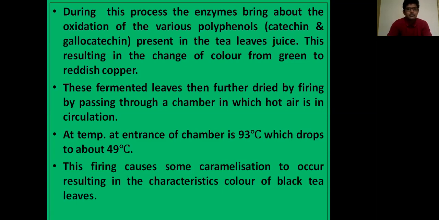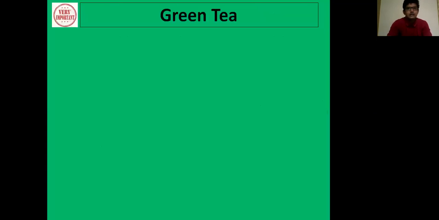This firing causes some caramelization to occur, resulting in the characteristic color of black tea leaves. So at the end of this step, we get black tea powder, resulting from the various steps used in processing the Camellia sinensis tree. In a similar way, green tea is also prepared from the same Camellia sinensis tree.